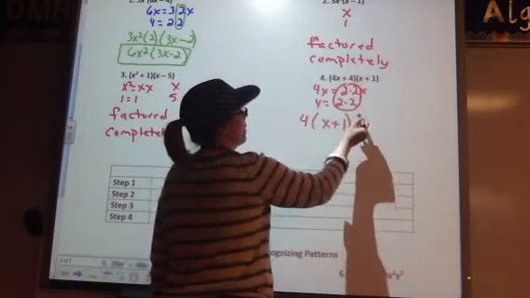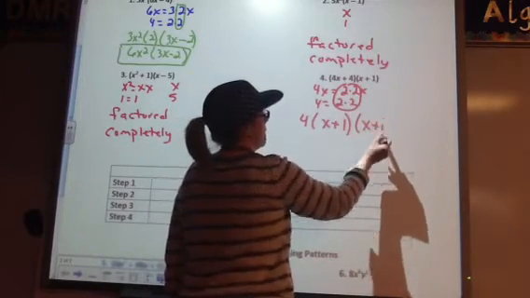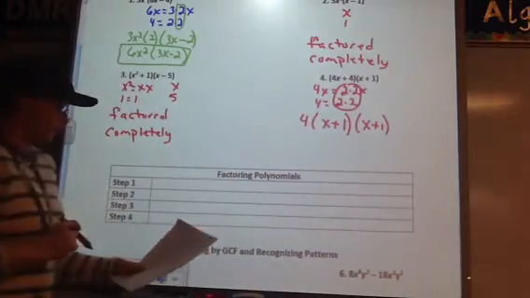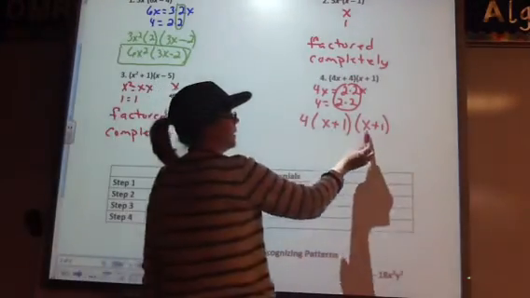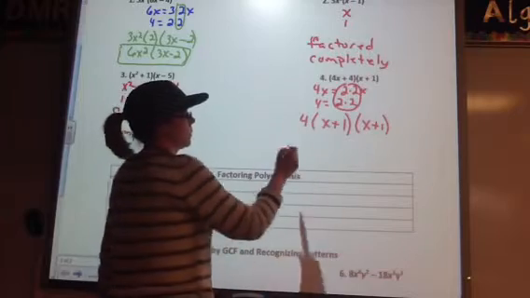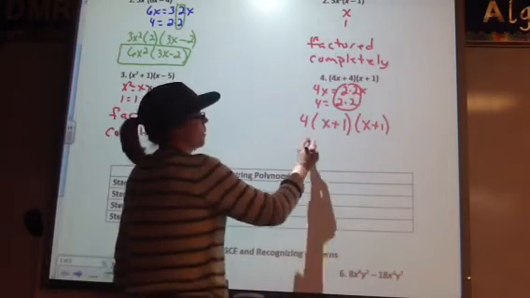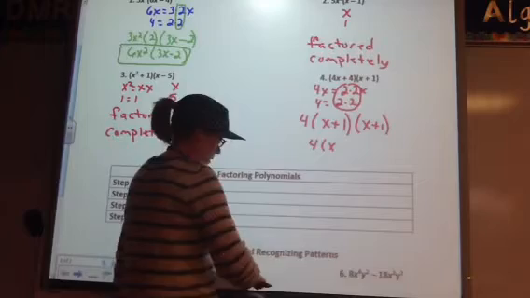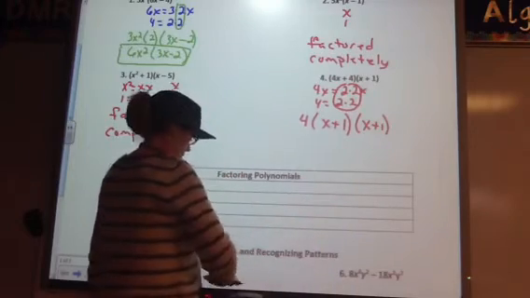And then let's bring down our second binomial there. All right, can we factor these out any farther? No. So that's our answer. Or if you wanted, you could write it this way. Well, no, we need to be factored all the way, so that's our answer.